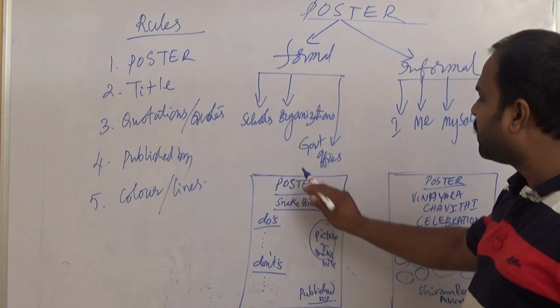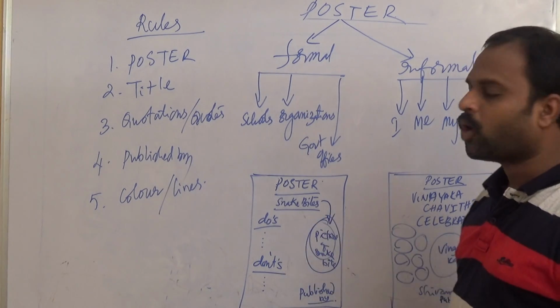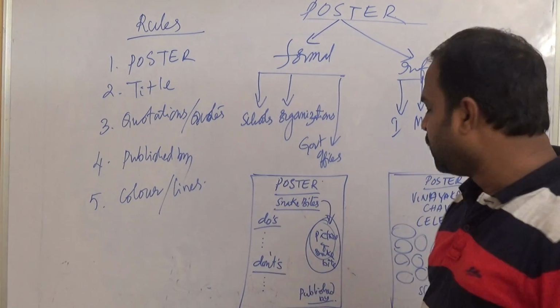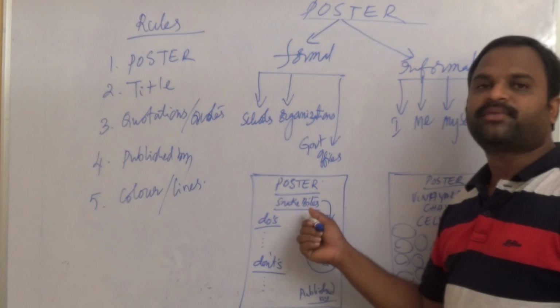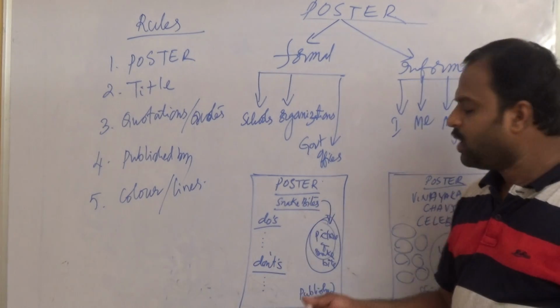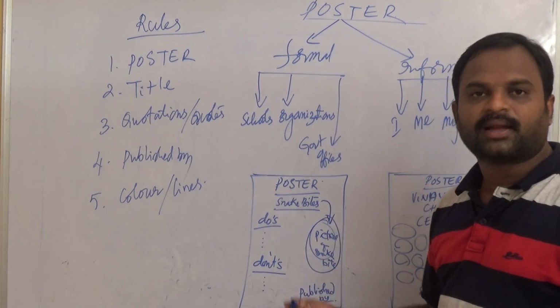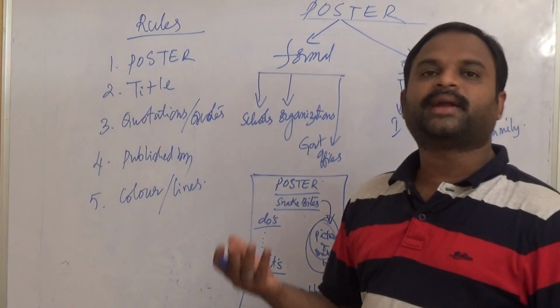Then afterwards, a relevant picture of the snake bites I need to draw here, with a pencil, just with shading. Last we need to write the published by. Since this type of thing will be published by the government, I write published by government of, it may be Telangana or Andhra Pradesh, or whatever the government, you can write the government name.